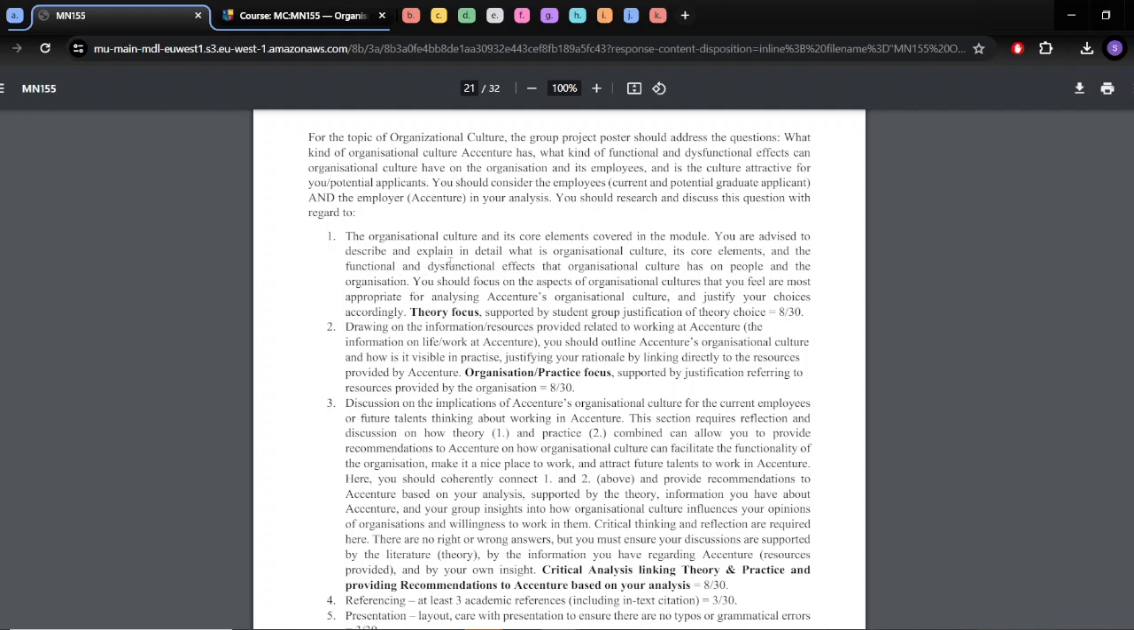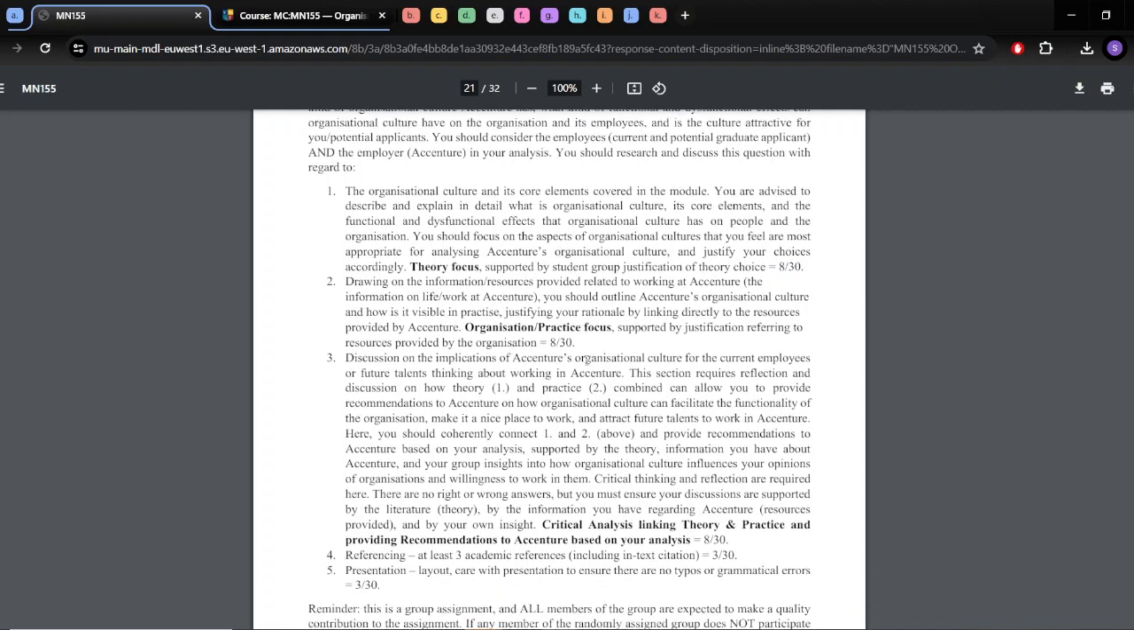You are advised to describe and explain in detail what is organizational culture, its core elements, and the functional and dysfunctional effects that organizational culture has on people and the organization. You should focus on the aspects of organizational cultures that you feel are most appropriate for analyzing Accenture's organizational culture and justify your choices accordingly. So there's theory focus, supported by student group justification of theory choice, and this part 1 is worth 8 out of 30 marks.